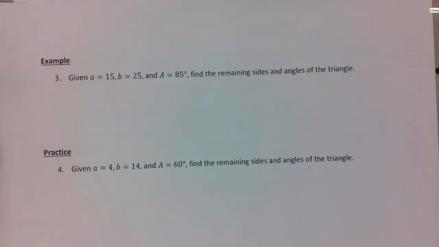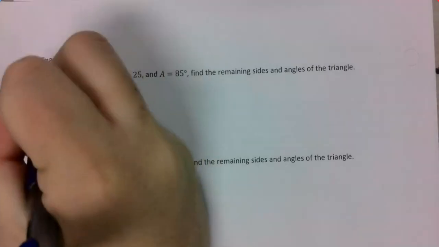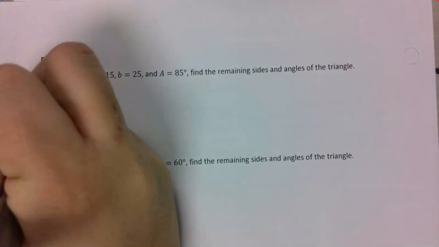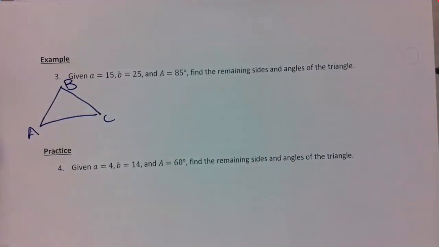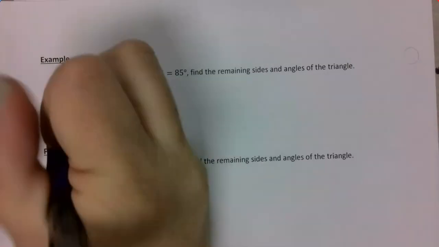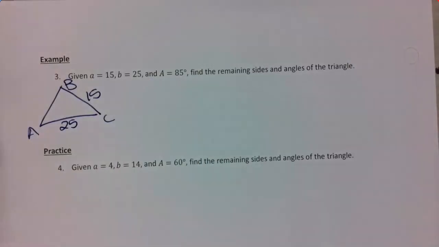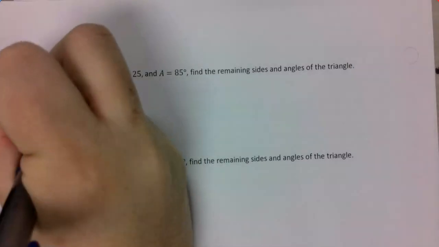Okay, guys, number 3. Same thing. I want to go ahead and find the remaining sides and angles of this triangle. So I'm going to start off by drawing a triangle, labeling my angles A, B, and C. I have my side length for A, which is 15, so that goes across from the angle A. My side length for B is 25. That goes across from it. And my angle for A is 85.